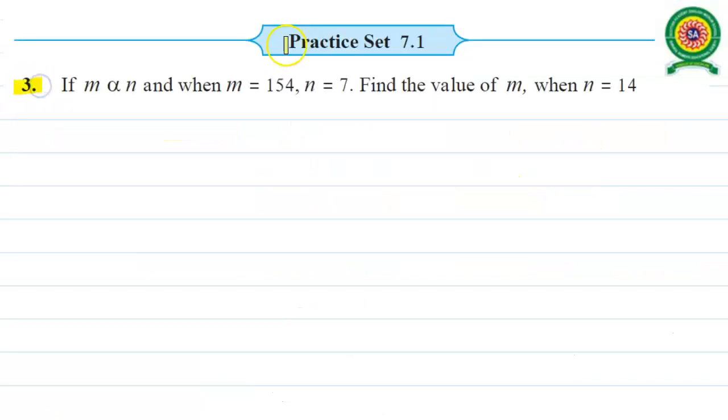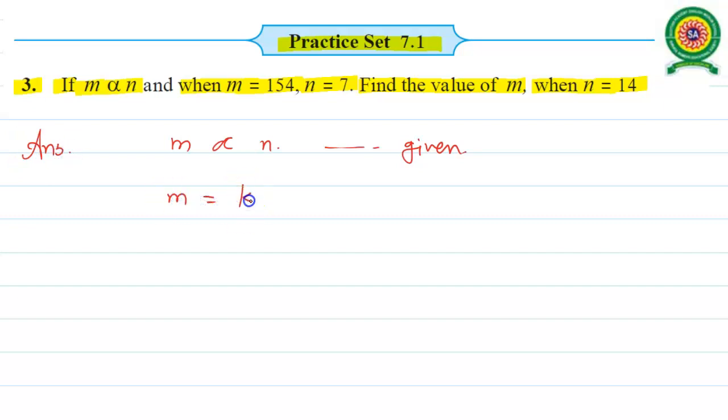Now look at question number 3 from practice set 7.1. If m is directly proportional to n, and when m equals 154, n equals 7, find the value of m when n equals 14. First of all, we are given that m is directly proportional to n. So let us form the equation of variation. For that, let us consider the proportionality constant k, where k equals a constant.